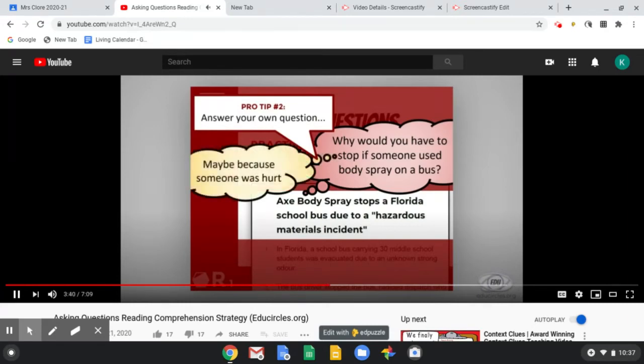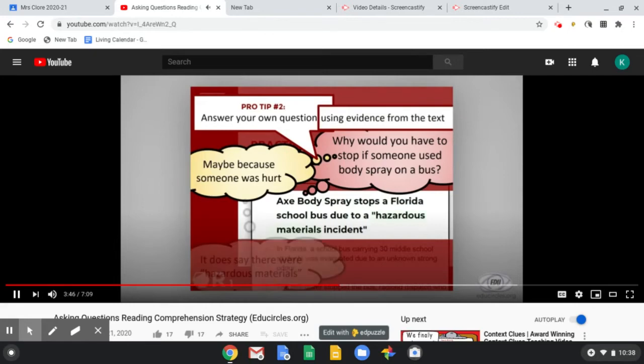Well, maybe the driver stopped because somebody was hurt. Make sure to use evidence from the text to support your answers. Well, it does say right here that there are hazardous materials, so maybe there's something dangerous that caused some damage.